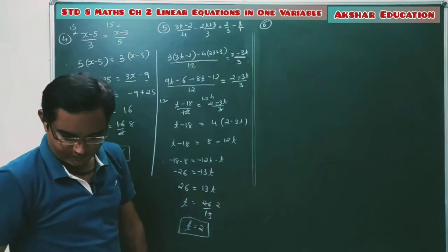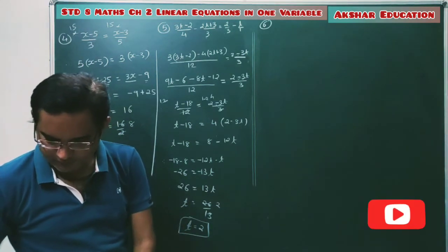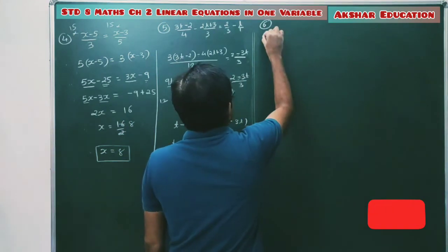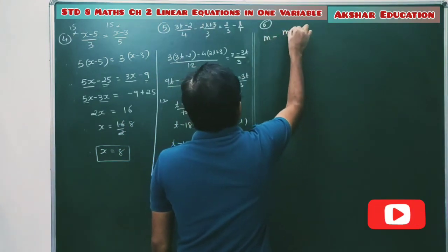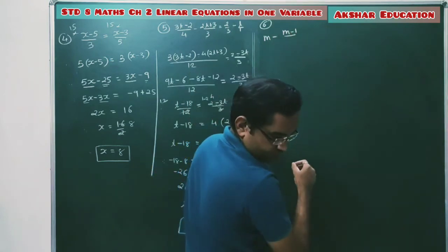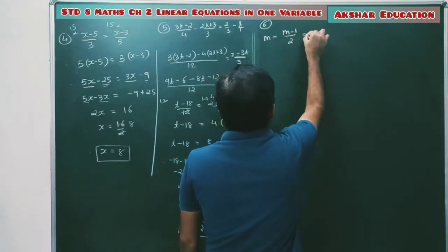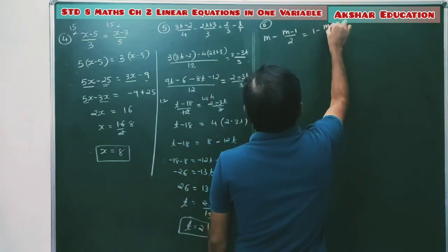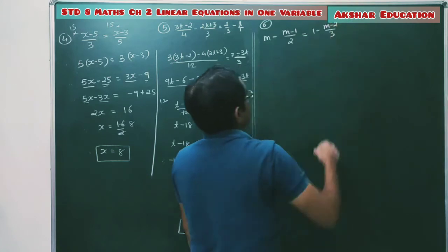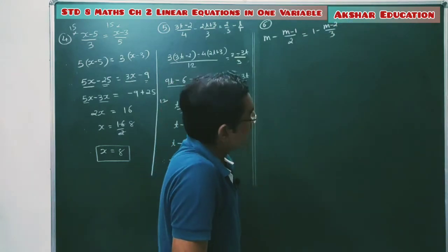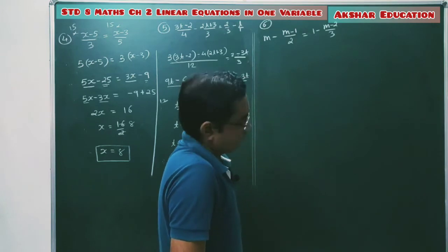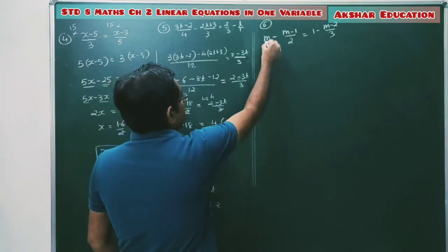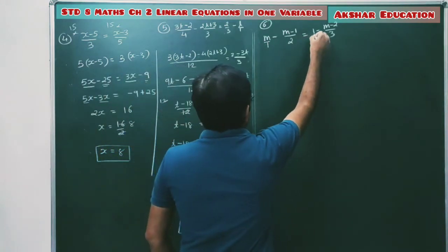Question number 6. So for question number 6 we are given that m minus 1 upon 2 equal to 1 minus (m minus 2/3). This is given. Let me verify. m minus 1/2 equal to 1 minus (m minus 2/3), yes, we have to solve this. So here nothing is there, you can consider it as 1. Here we can also consider it as 1.